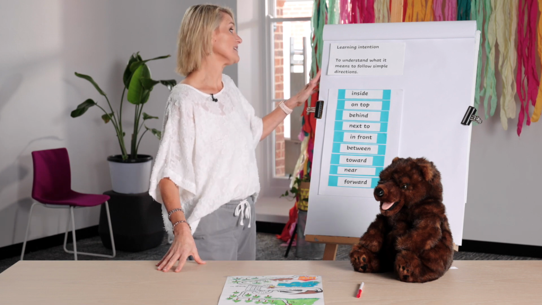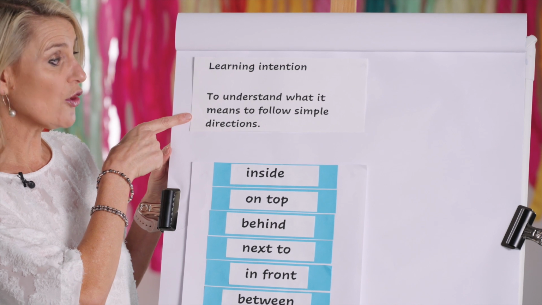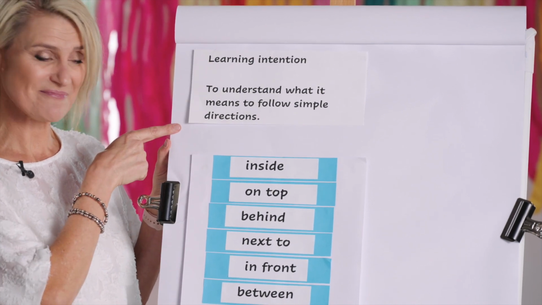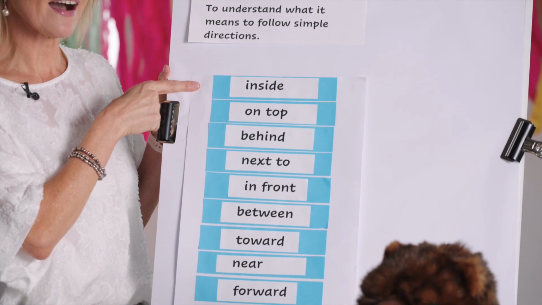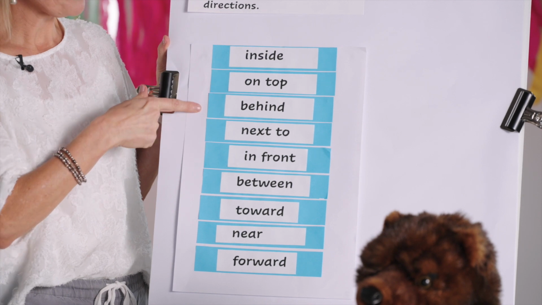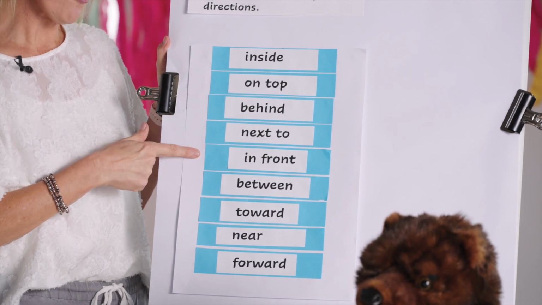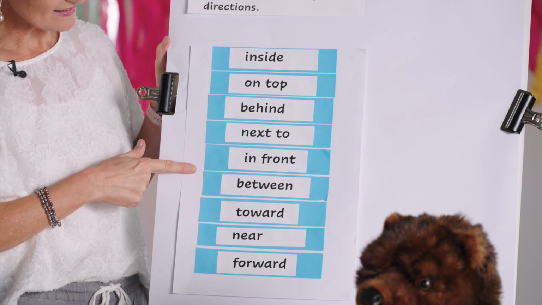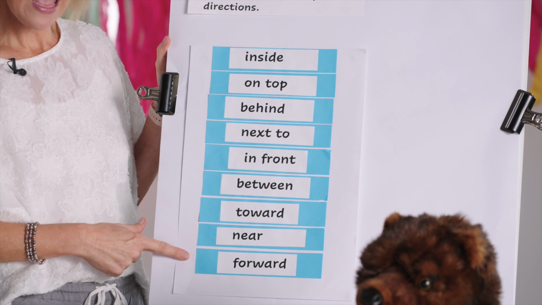Today's learning intention for the lesson is to understand what it means to follow simple directions. Our positional words that we'll be focusing on today are inside, on top, behind, next to, in front, between, toward, near, and forward.